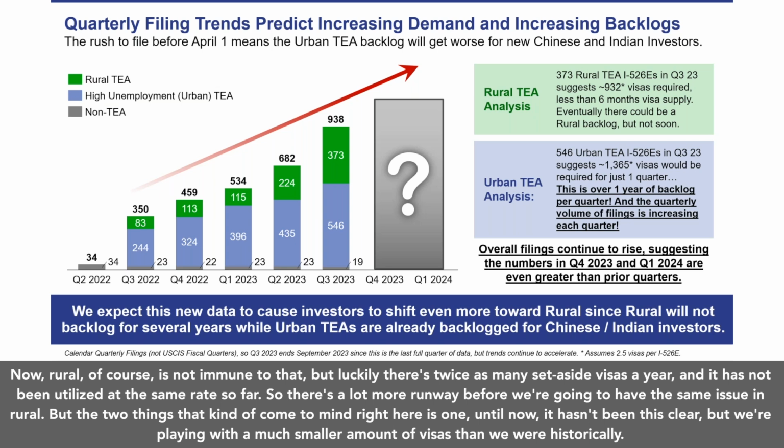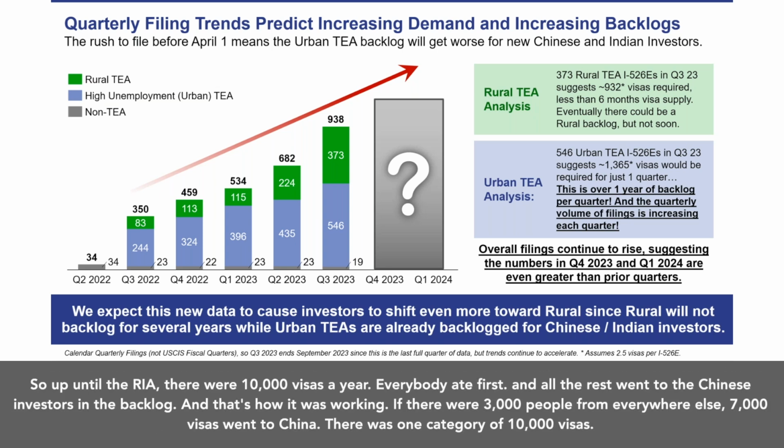But the two things that come to mind right here is, one, until now it hasn't been this clear, but we're playing with a much smaller amount of visas than we were historically. So up until the RIA, there were 10,000 visas a year. Everybody ate first, and all the rest went to the Chinese investors in the backlog. And that's how it was working. If there were 3,000 people from everywhere else, 7,000 visas went to China. There was one category at 10,000 visas.